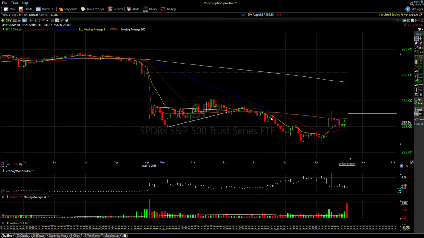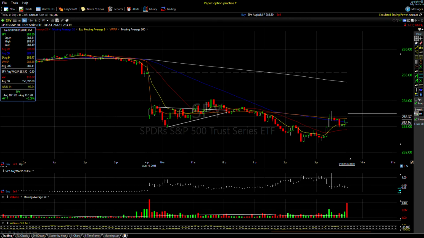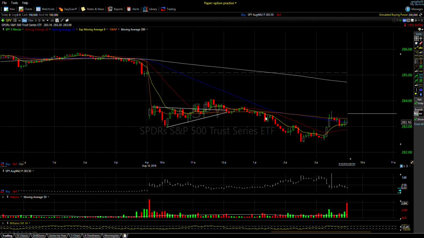It ran down, came up, touched that 9-minute moving average here, and then continued to fall. And remember, if you're trading off a 5-minute chart, you're going to be in it longer. So you could have gotten in at 120. You're not going to get out at 122 unless it just plummeted. You're probably going to have to ride a correction, which is what this was.